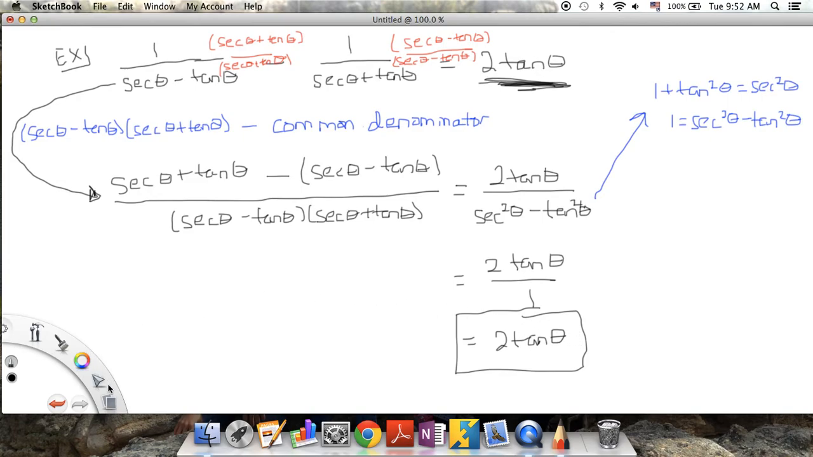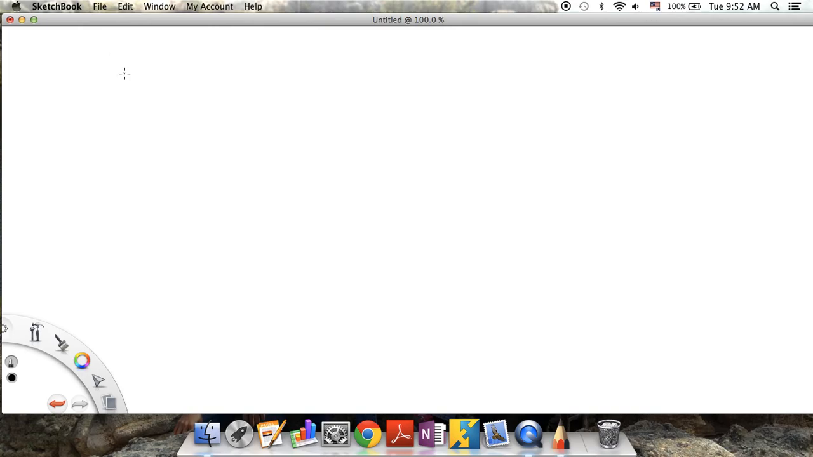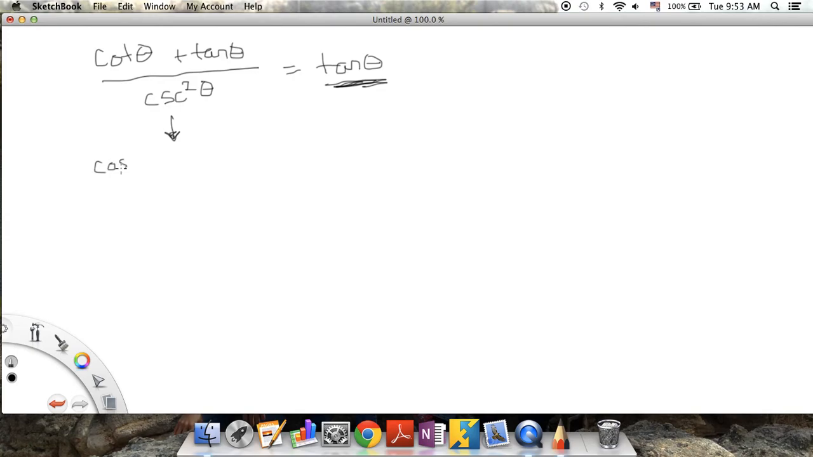All right, let's try one more. What if I ask you to prove that the cotangent of theta plus the tangent of theta divided by cosecant squared of theta equals tangent theta? Well, we don't have any tangent squareds, and sometimes it's easier to work with sines and cosines, so let's try getting everything in sine and cosine form first. Remember, we've got to start with the most complicated side and work with that to try to get to this end goal. So we'll put these in sines and cosines.